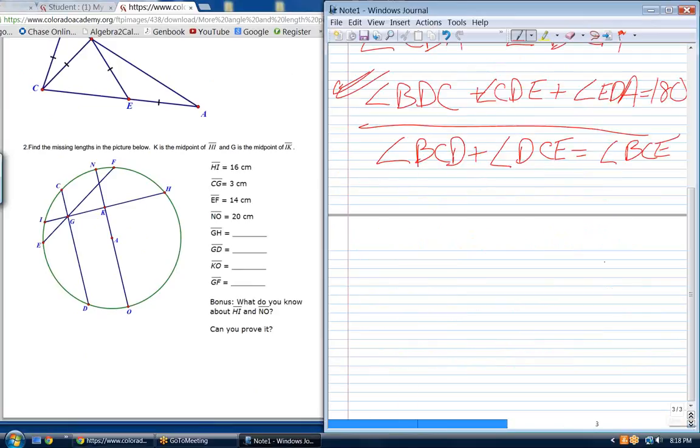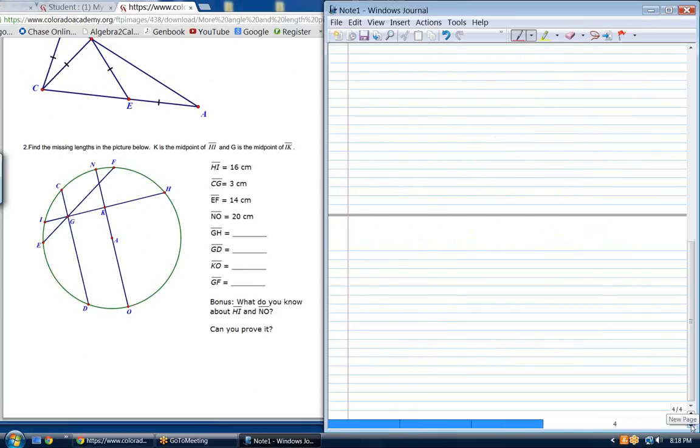Yeah, this is what we're mostly doing, the second problem. This looks like more of what we did the other night. Find the missing lengths in the picture below. K is the midpoint of HI, and G is the midpoint of IK. What?